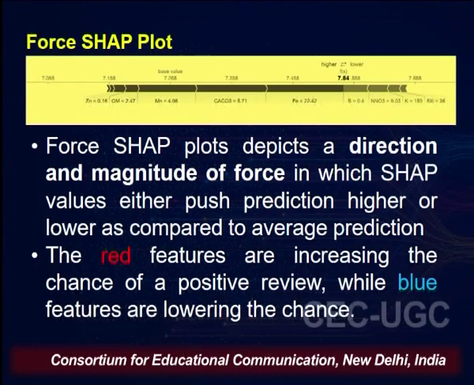So this is a data set that is particularly on reviews, to study the sentiment of the reviews, positive or negative. So the red features show the increasing chances for a positive review, and blue features are just the vice versa, showing less chance of getting positive reviews.